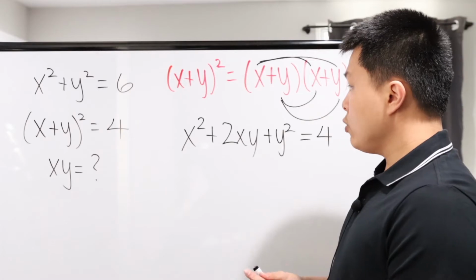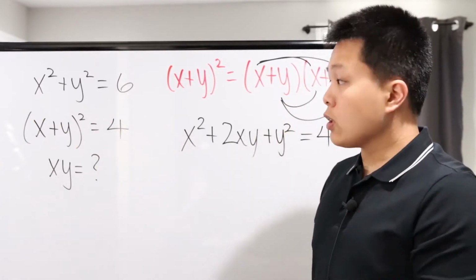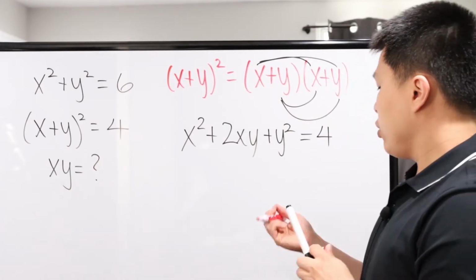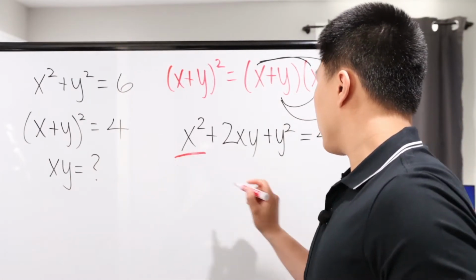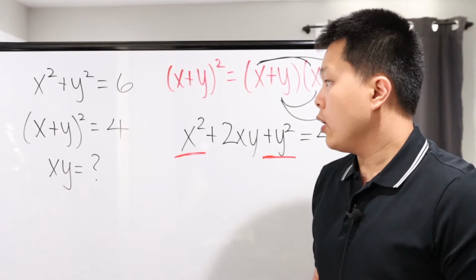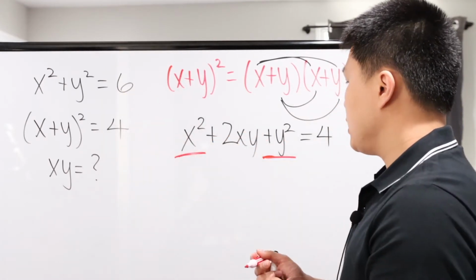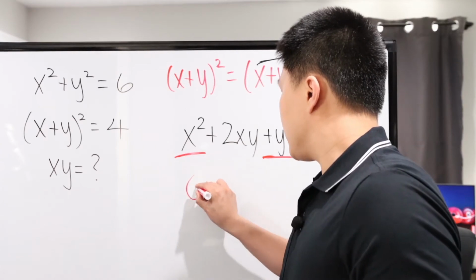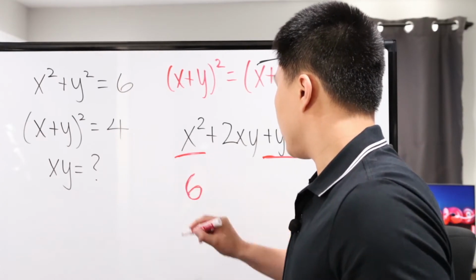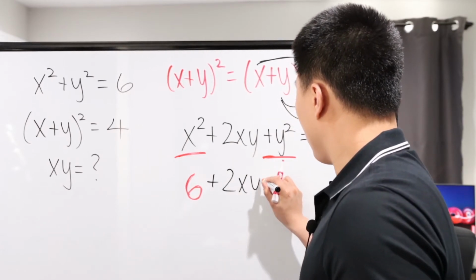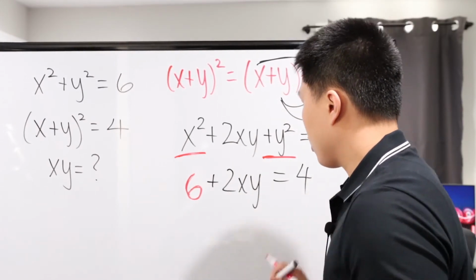Now, what we're going to do next is use this one. We have x squared plus y squared equals 6. Well, here we have x squared and we have plus y squared. And remember, we can just switch it around so that these two actually end up being 6. So what we have is 6 plus 2xy equals 4.